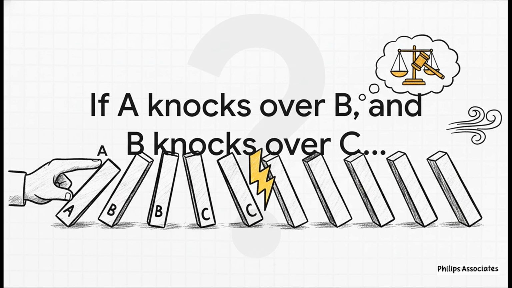Let's make it simple. Imagine a line of dominoes. If person A pushes the first one, and that knocks over B, which then knocks over C, who's on the hook for C's fall? Is A responsible for the entire chain reaction, or does someone else's action, or maybe even something totally random, like a gust of wind, break that chain of blame? This is the exact puzzle the law has to solve all the time.